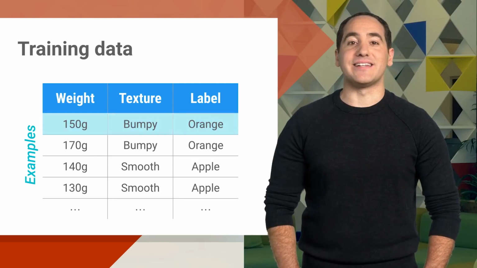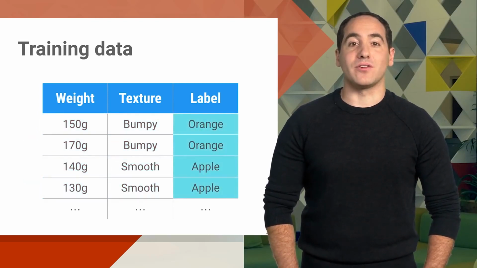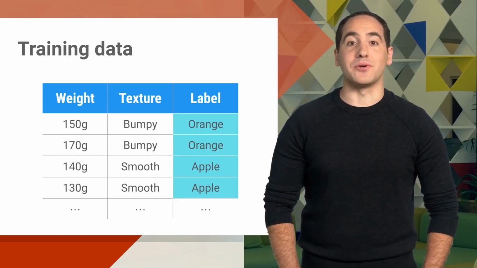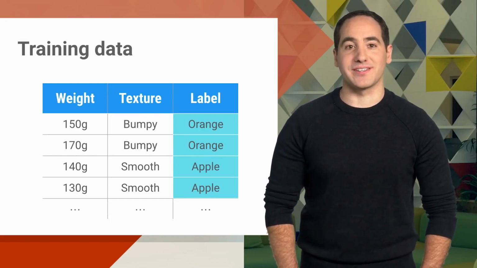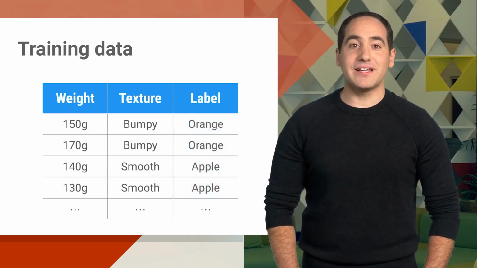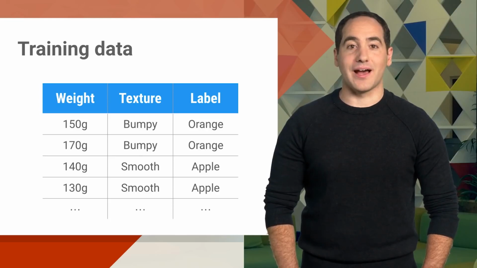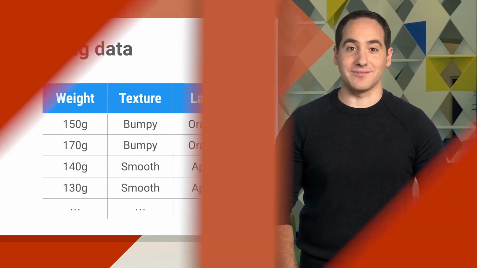Each row in our training data is an example. It describes one piece of fruit. The last column is called the label. It identifies what type of fruit is in each row, and there are just 2 possibilities, apples and oranges. The whole table is our training data. Think of these as all the examples we want the classifier to learn from. The more training data you have, the better a classifier you can create.